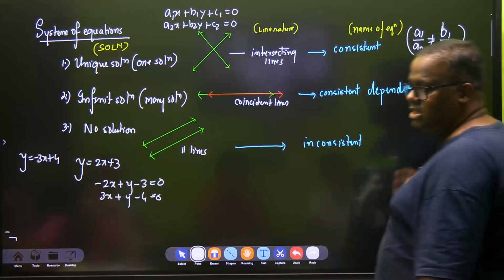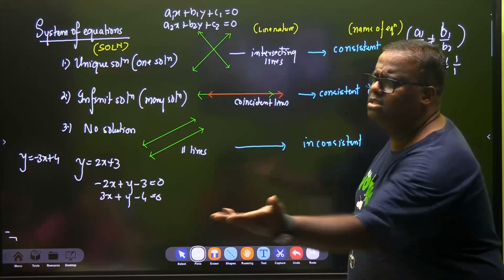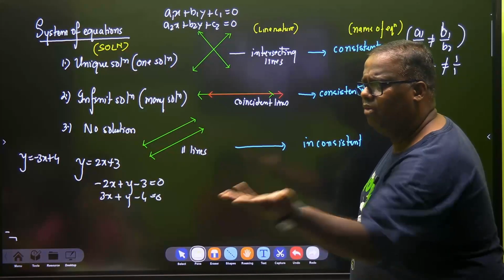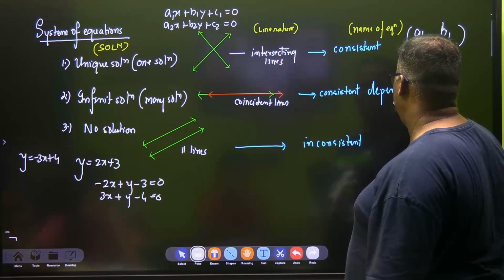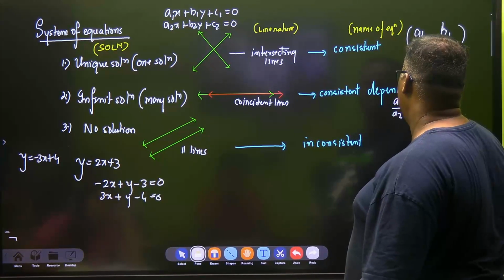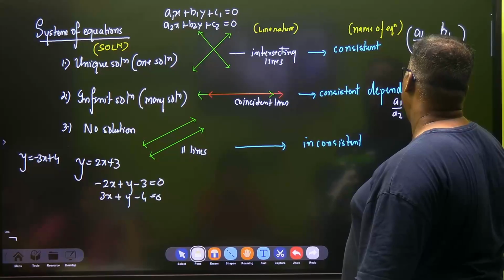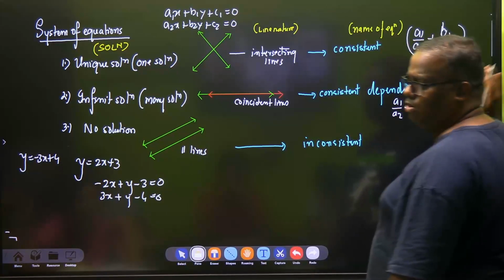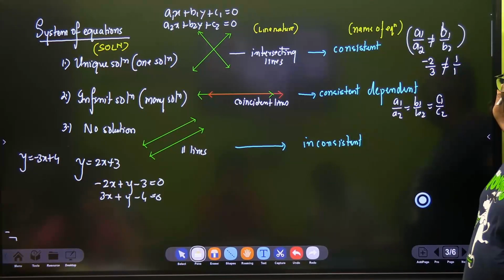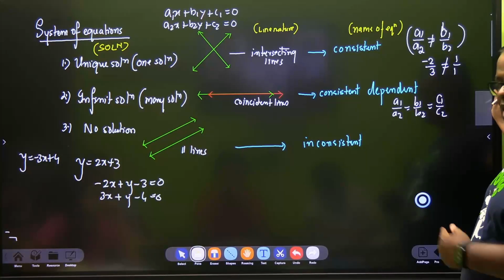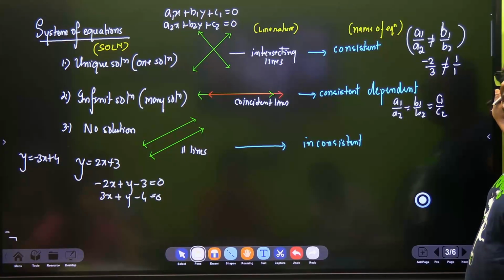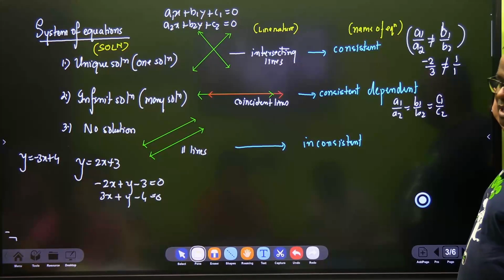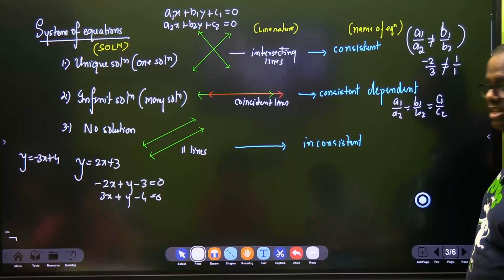Achha, if you are consistent dependent, means both the lines are same. Both the lines are same. So here it will be a1 by a2 is equal to b1 by b2 is equal to c1 by c2. Khula chhoot hai isko, bhago. Everything will be equal to each other. Such a case will be seen in parallel lines. Any two parallel lines, this criteria will be met. This is called coincident or consistent dependent.